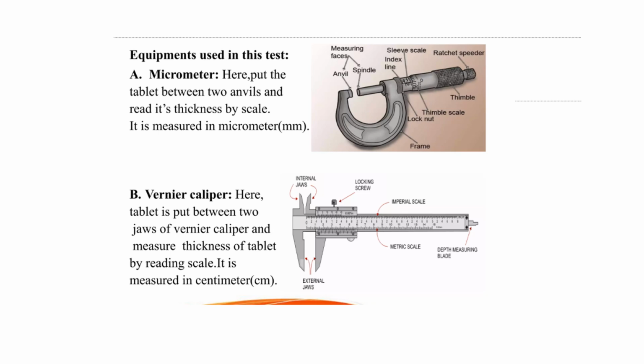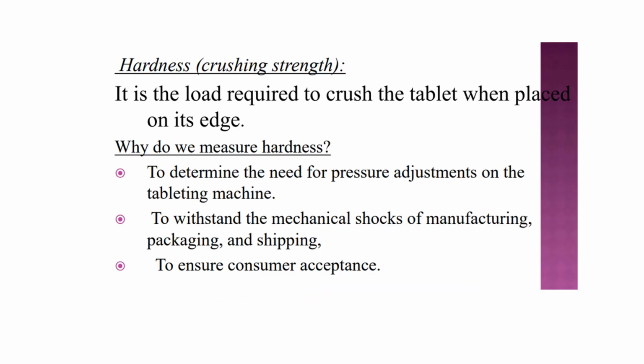The second one is the vernier caliper. Here also you can see two jaws. The tablet is put between the two jaws of the vernier caliper, and the tablet thickness is measured. In the vernier caliper the measurement is in centimeters, and in the micrometer it is in millimeters. So that's all about thickness. Next is hardness.